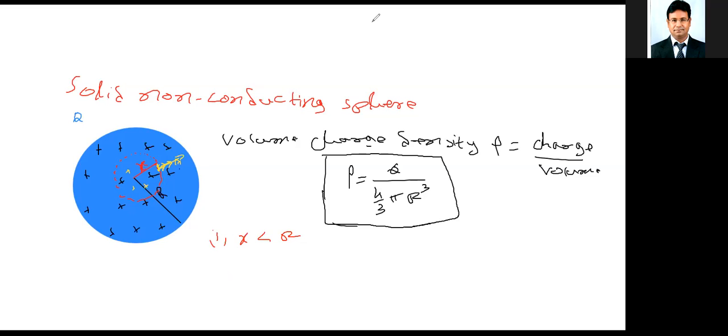Just a minute. You'll be getting the electric field, that is E bar dot A bar will simply equal to E into A. But here I will consider it as a small area dA. I'm considering a small area dA. So what I'll do is I'll write them both as dA, meaning a small area on the surface.